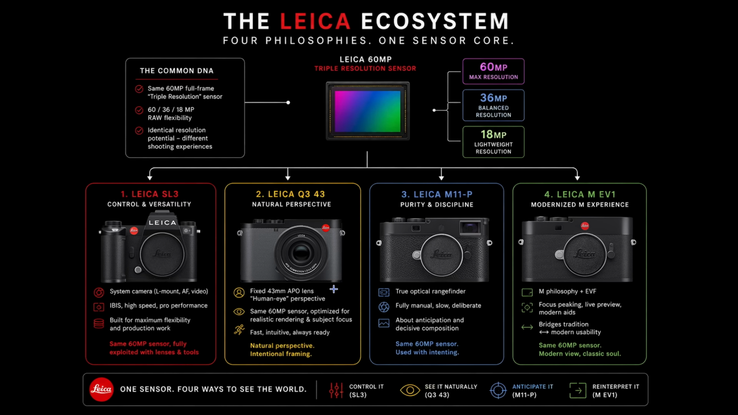The Leica Q3 43 is the natural perspective camera. Instead of perceiving your environment with your natural human eyes, you can as well look through the lens and in this way wait for the moment you want to capture and freeze a moment in time that happens right now and never comes back. The Leica M11-P stands for purity and discipline.